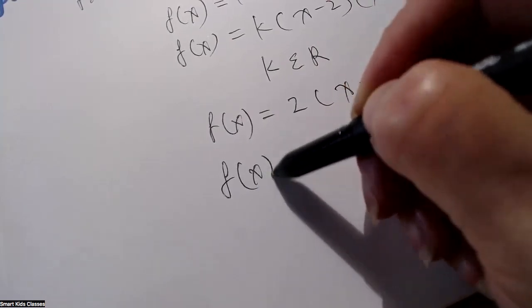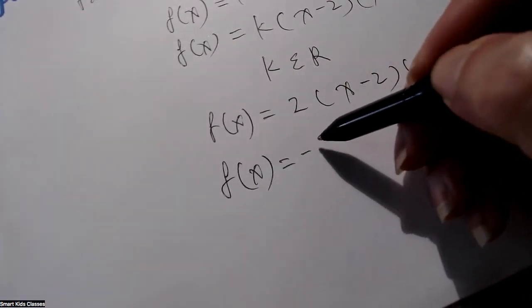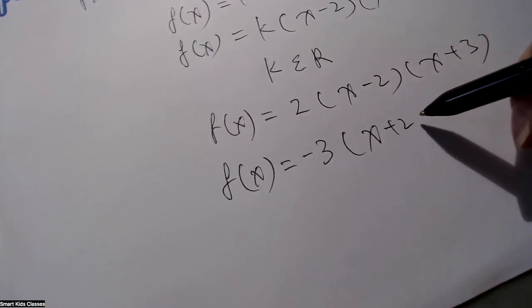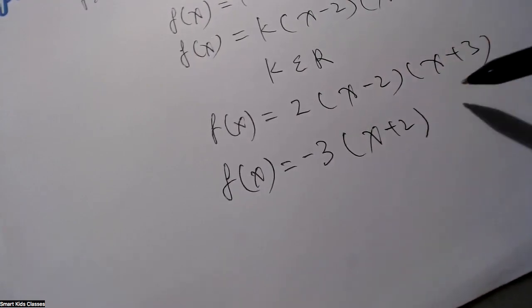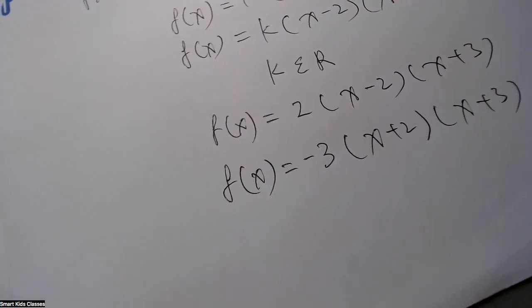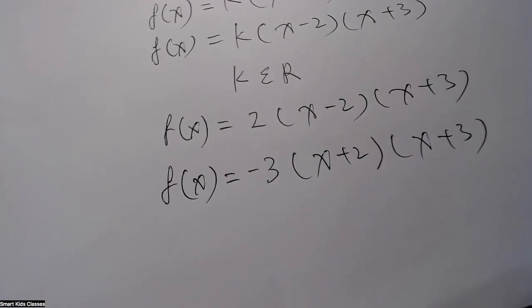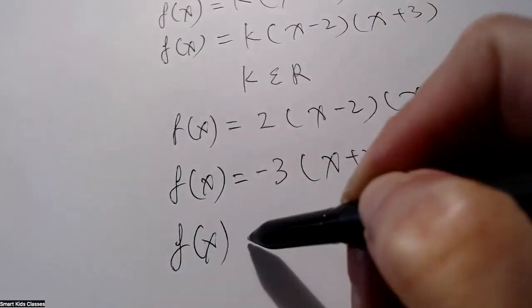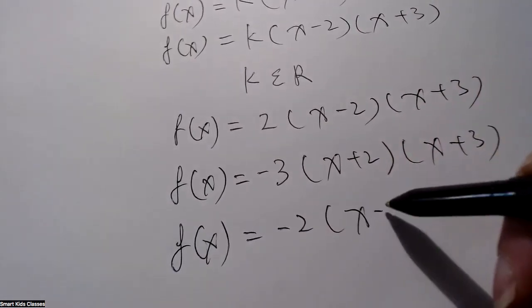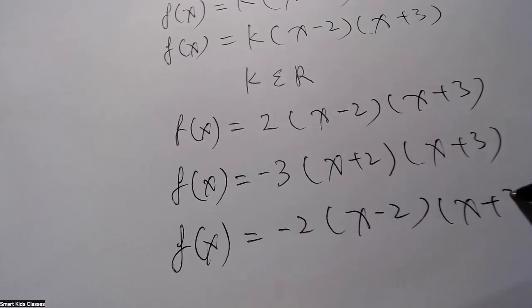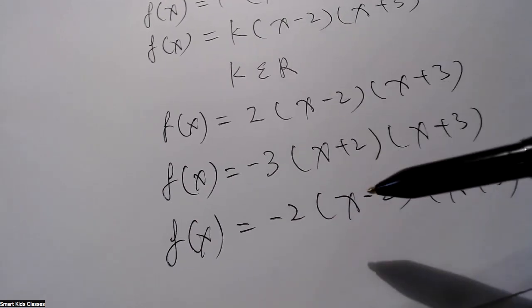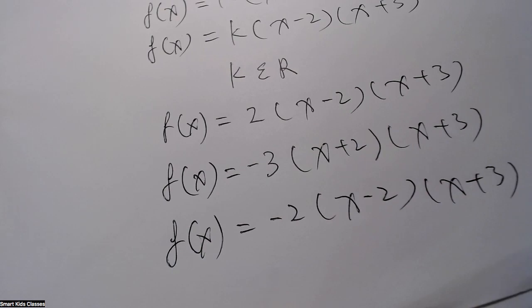Now, how about when k is a negative number? Let's say k is -3, so f(x) equals -3(x minus 2)(x plus 3). They're still in the same family, so they have the same characteristics. Or we can simply write f(x) equals -2(x minus 2)(x plus 3). So one positive, one negative. They're all quadratic equations, and they are a family of quadratic functions.